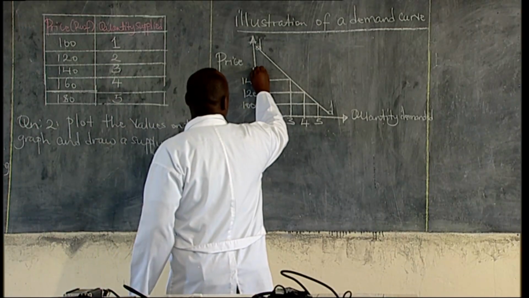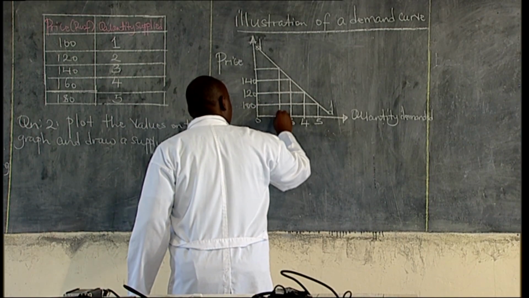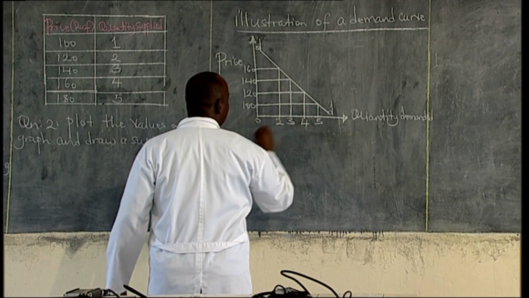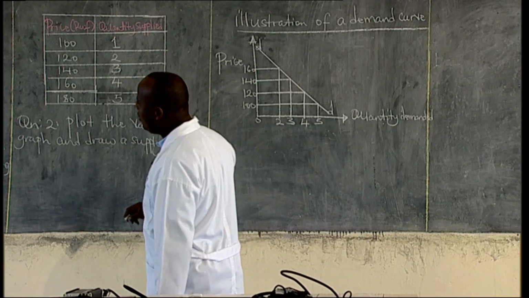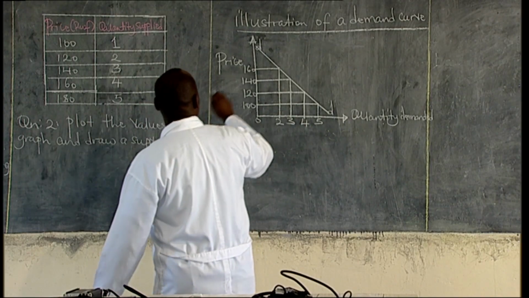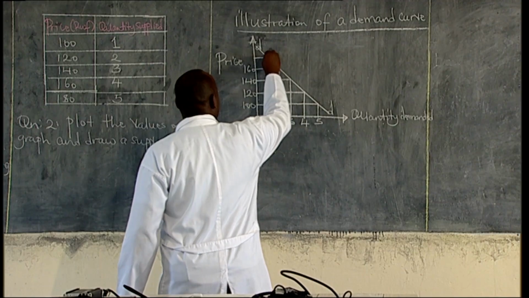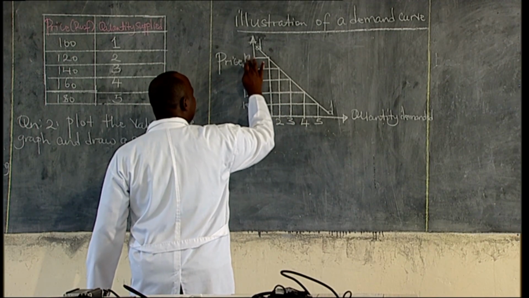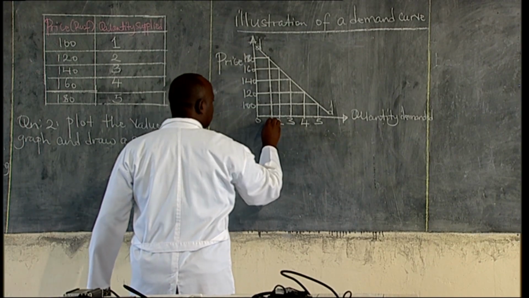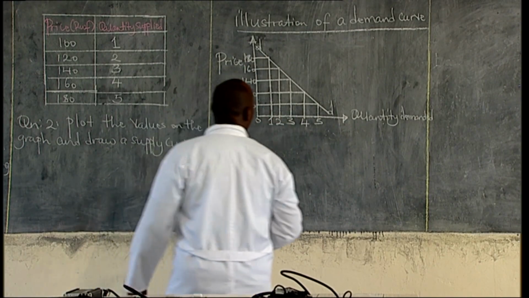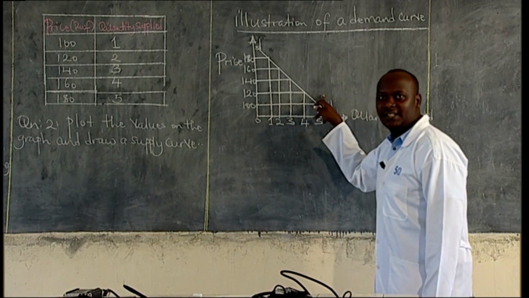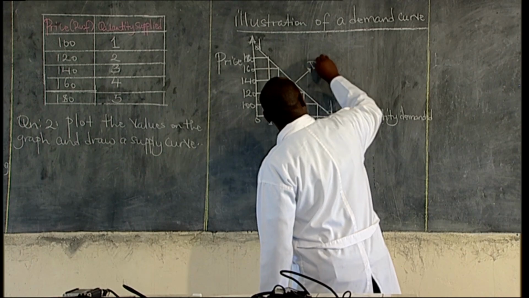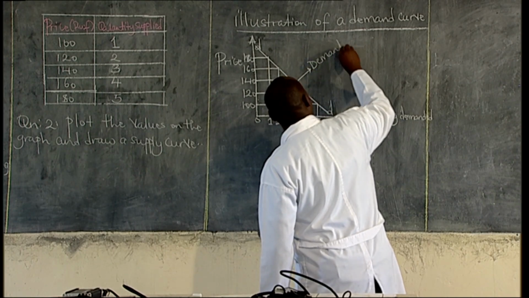And on 180, the quantity demanded is 1. This is how we plot the demand curve. This is our demand curve.